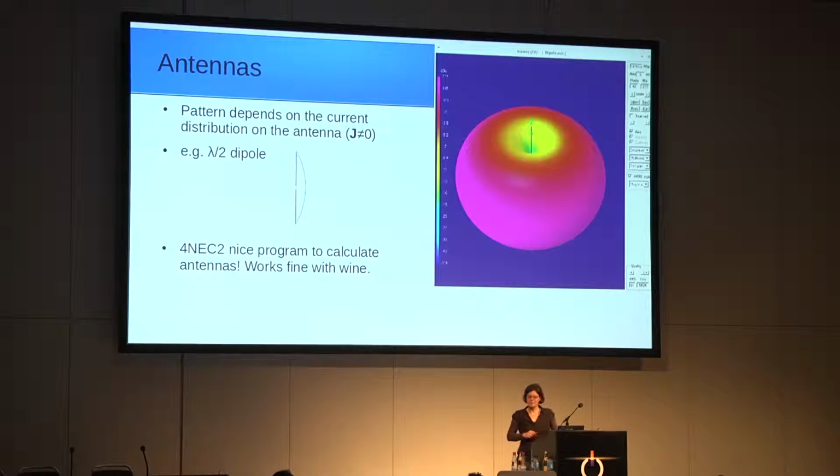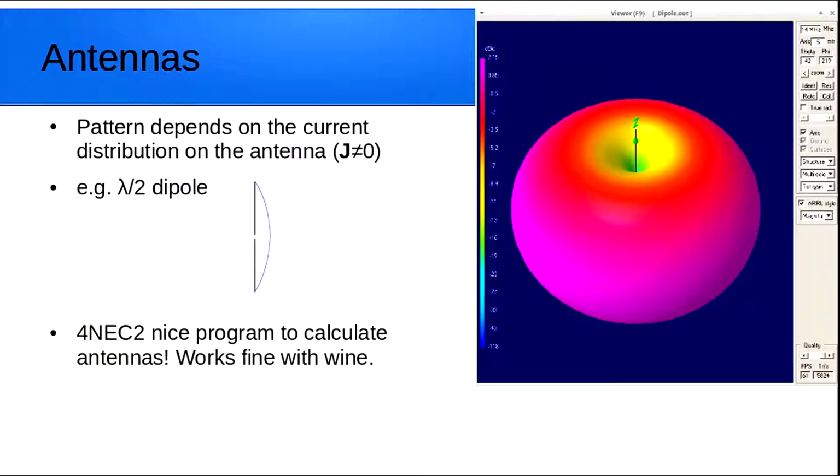When it then comes to antennas, we always like these antenna patterns because they describe how much of the energy is sent in which direction. This pattern depends on the current distribution on the antenna, because here we have mostly some metallic materials, so we get some current, so J isn't equal to 0. For example, here we get a half lambda dipole.